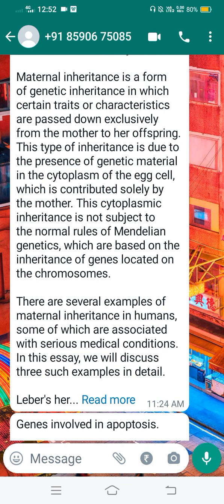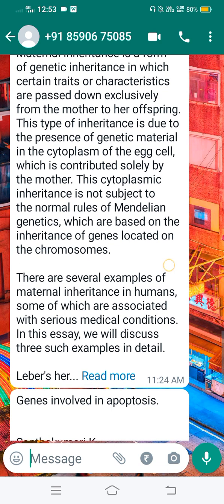First we are going to learn about maternal inheritance. Maternal inheritance is a form of genetic inheritance in which certain traits or characteristics are passed down exclusively from the mother to her offspring. This type of inheritance is due to the presence of genetic material in the cytoplasm of the egg cell, which is contributed solely by the mother.